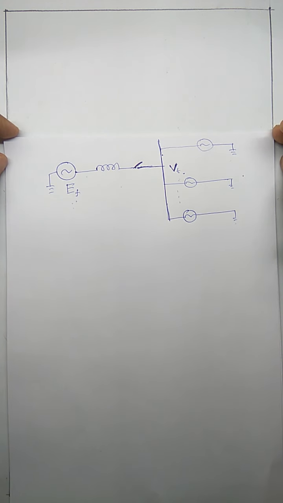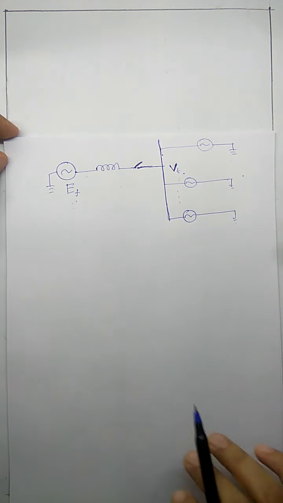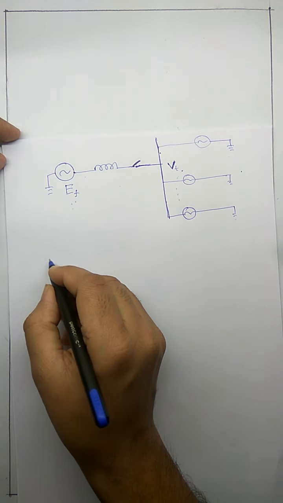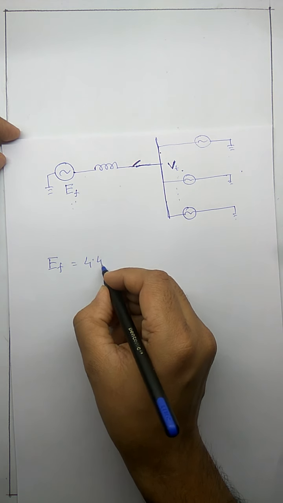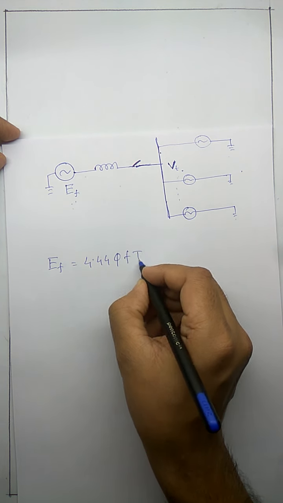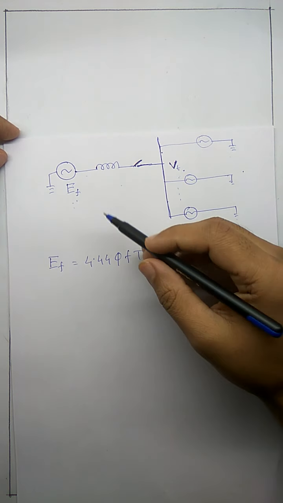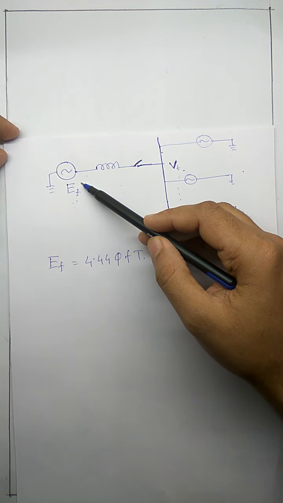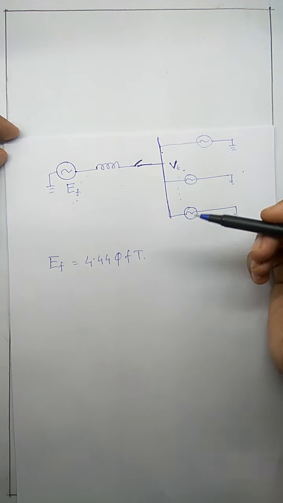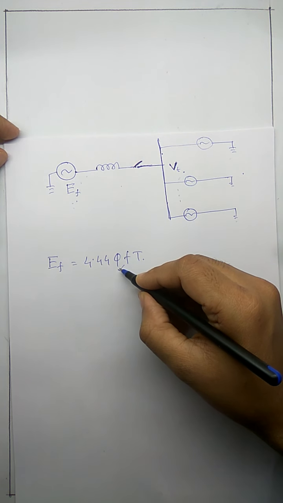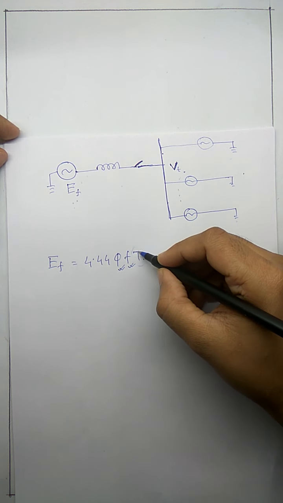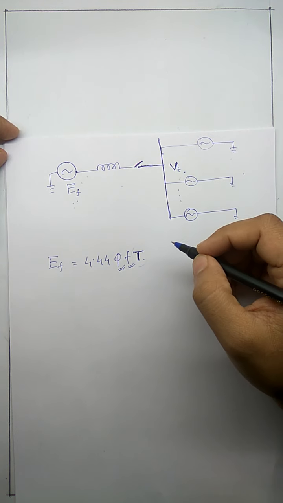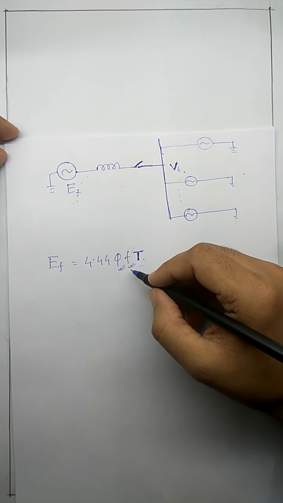If the voltages are not the same, then how do we change the voltage of this? Let's see the expression for this voltage. E_F is equal to 4.44 phi f T. This is the expression for the voltage generated by this. Now if we have to alter this voltage, we can change any one of these, but we cannot change this because this is the number of turns, and once we make the machine we cannot change it. So either we can change phi or we can change f.